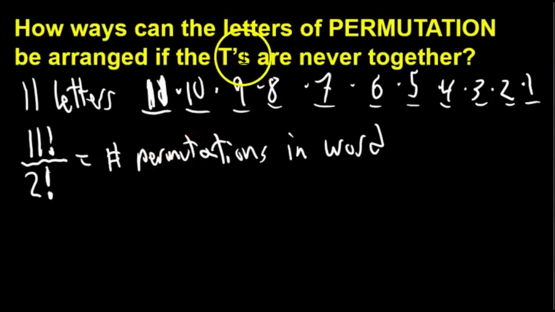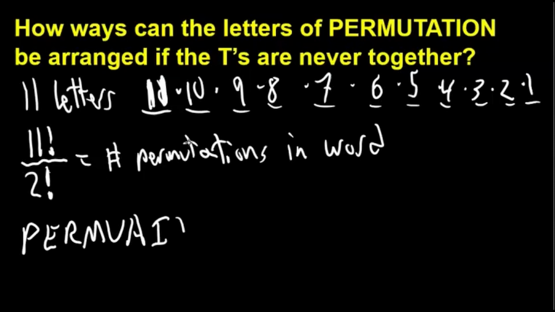So if we want to know how many permutations there are in which the T's are never together, it's actually simpler to look at how many permutations there are if the T's are together. And that's the trick. So check this out. If we write out permutation, and I'm going to write the T's at the end. If the T's are always together, we can treat these as one letter, right? This is because these are always together. It's just like moving around as one letter.